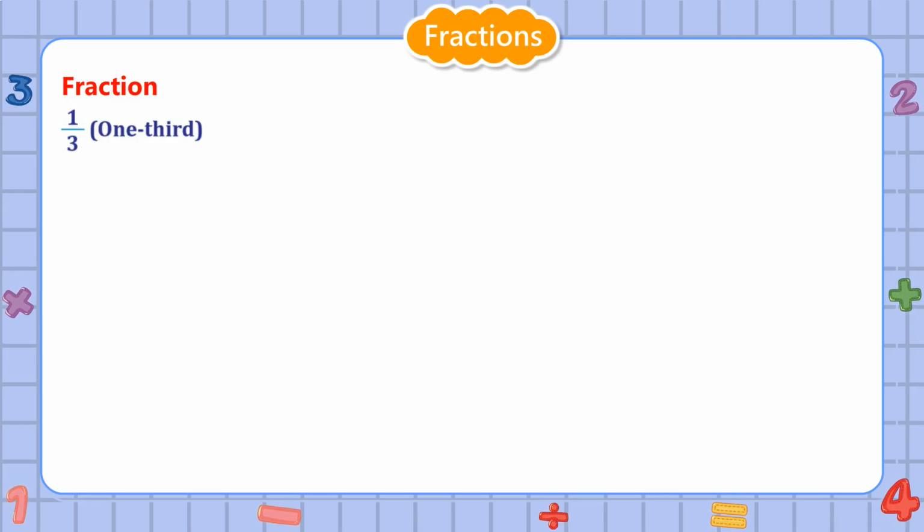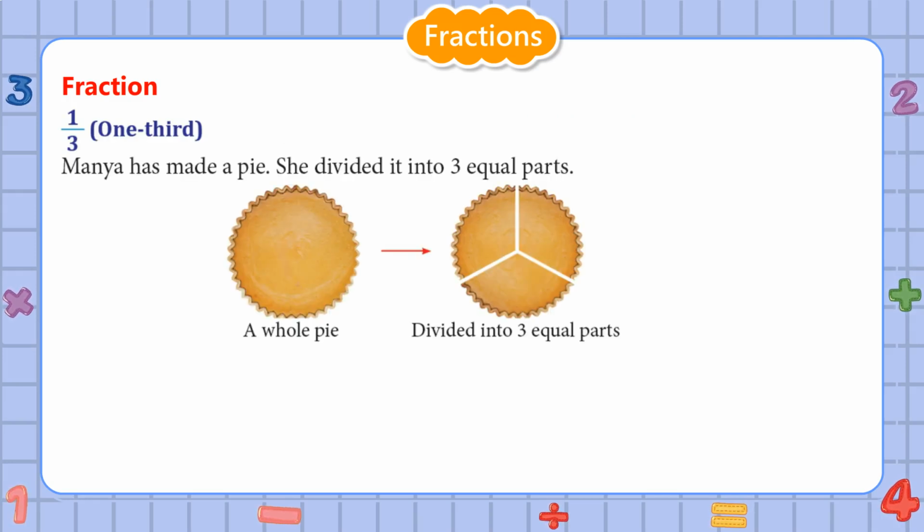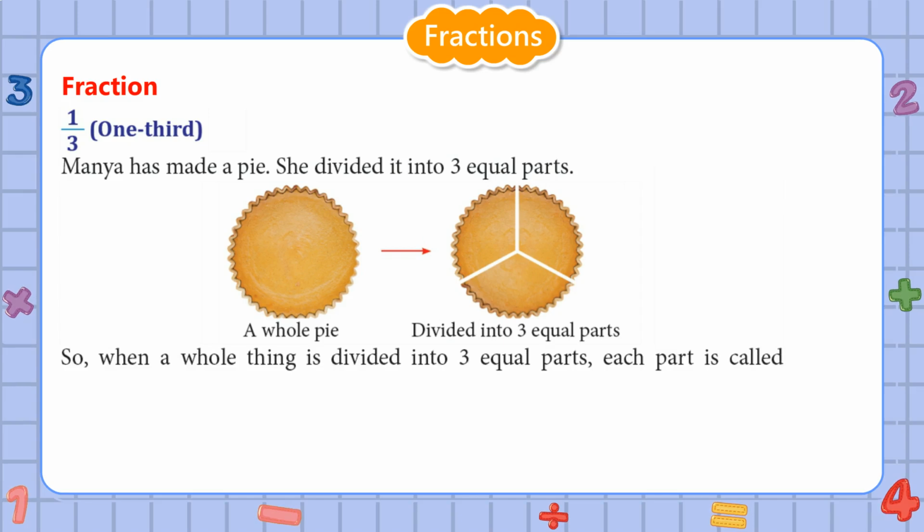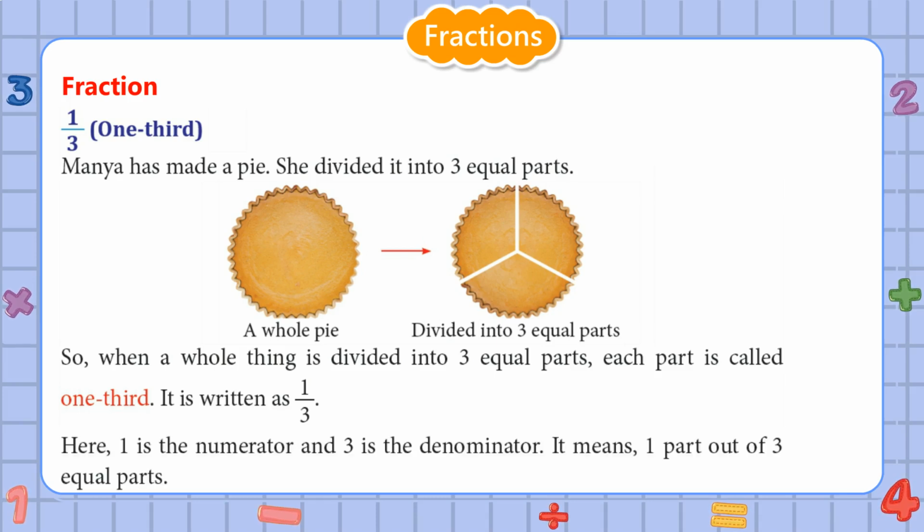1/3 or one-third. Manya has made a pie. She divided it into 3 equal parts. So, when a whole thing is divided into 3 equal parts, each part is called 1/3. It is written as 1/3. Here, 1 is the numerator and 3 is the denominator. It means 1 part out of 3 equal parts.